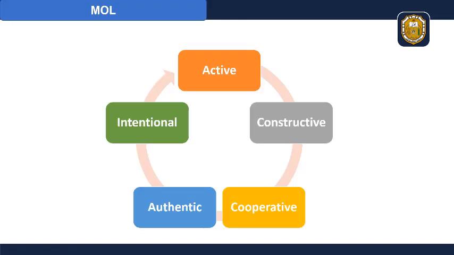So now we can relate these instructional strategies to the characteristics and principles of meaningful online learning. We can use supportive, dialogic, and exploratory instructional strategies to design active learning, constructive learning, cooperative learning, authentic learning, and intentional learning. And through studying these instructional strategies, we can observe that each strategy supports more than one of these characteristics of meaningful online learning.